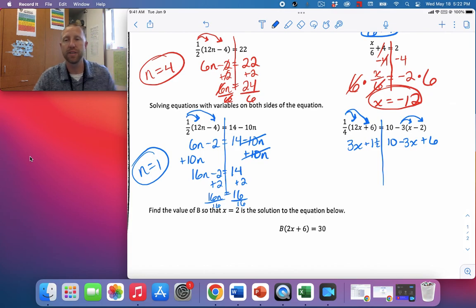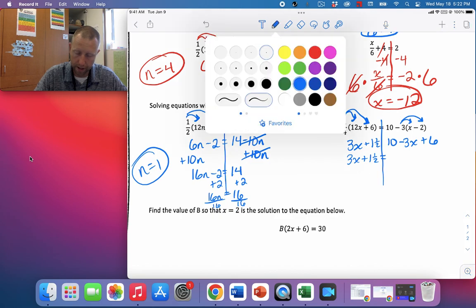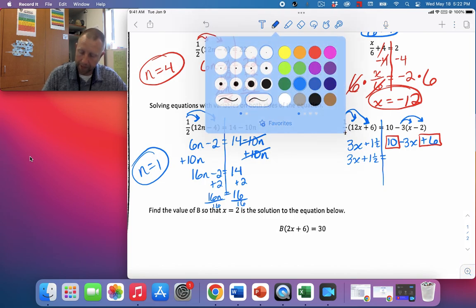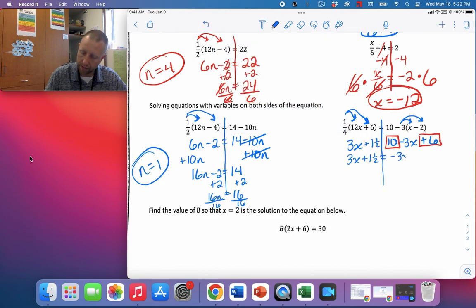I can still simplify the right-hand side, so let's go ahead and do that. The left-hand side will stay 3x plus 1.5. But on the right-hand side, I see this 10 and then this plus 6. Those are like terms. Neither one of those has a variable. I can combine those, and that is 16. So I've got negative 3x plus 16.